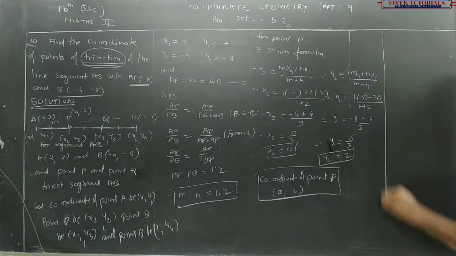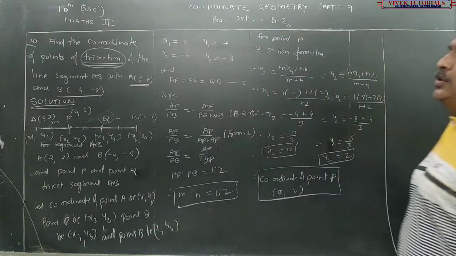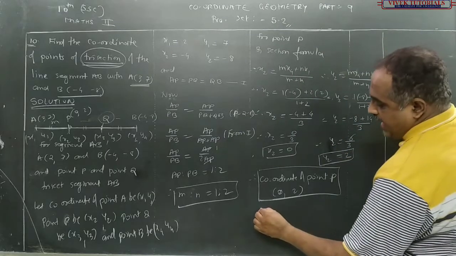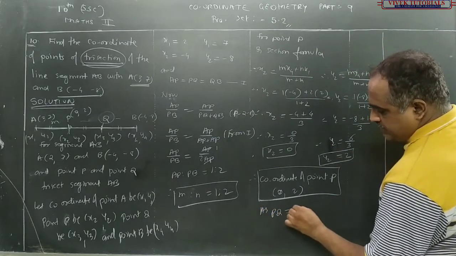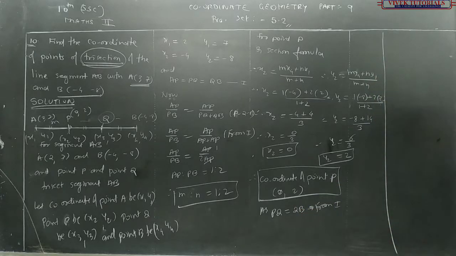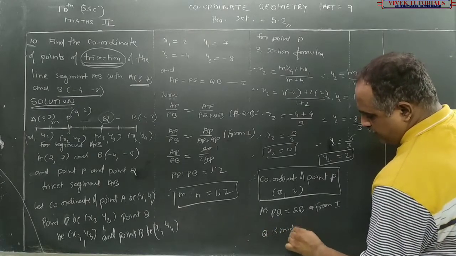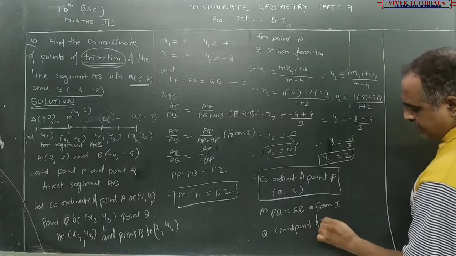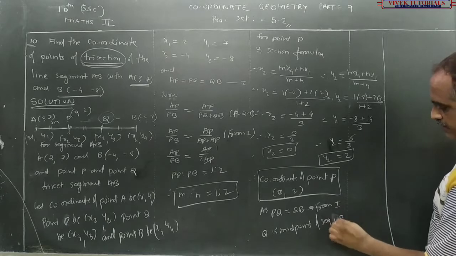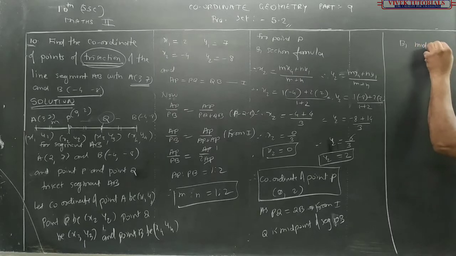Okay. Now next, you have to find the coordinates of point Q. But I know that PQ is equal to QB, as PQ is equal to QB from equation 1. Therefore, what I can write, Q is the midpoint of segment PB. Therefore, what I can write by midpoint formula.